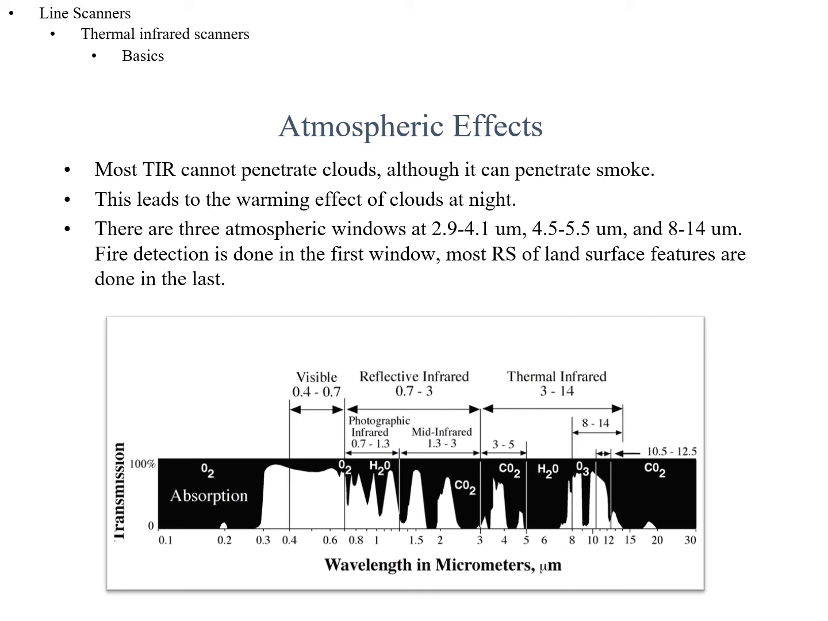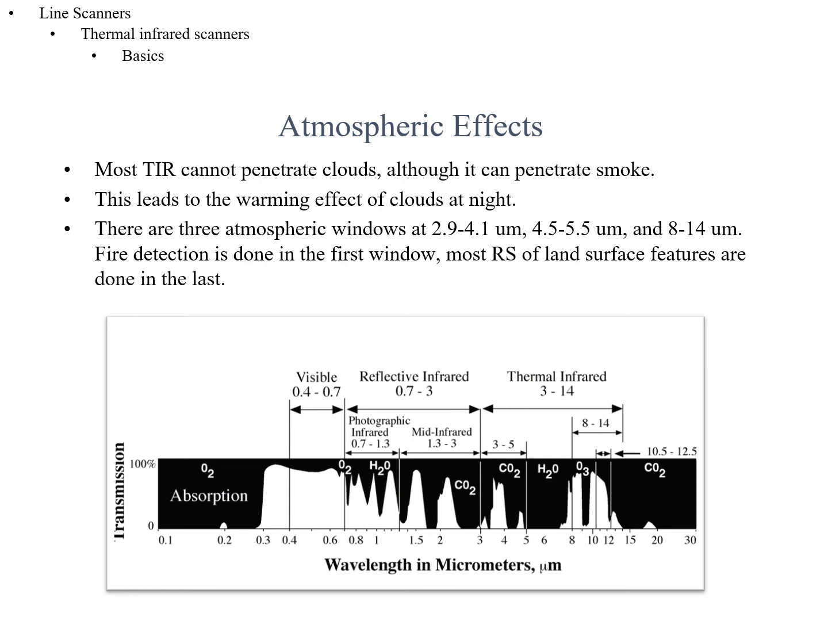That's vital for fire applications. It's also responsible for the warming effect of clouds at night. So thermal infrared cannot penetrate clouds, so it bounces back at the Earth. There are 3 atmospheric windows in thermal, one at 2.9 to 4.1 micrometers, one at 4.5 to 5.5 micrometers, and one at 8 to 14 micrometers.